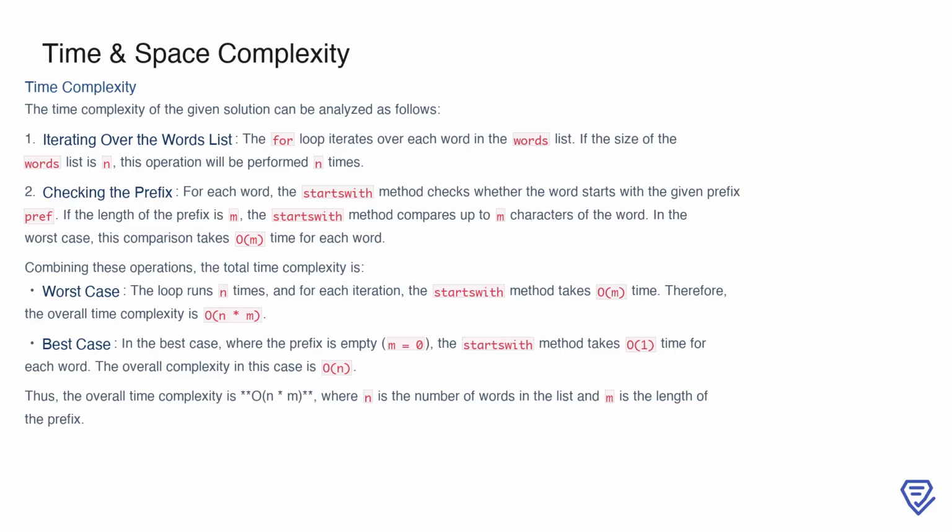Combining these 2 operations, the total time complexity becomes n*m, where n is the number of words and m is the length of the prefix. In the best case, when the prefix is empty, the startswith method only takes 1 time per word, resulting in an overall complexity of n. Therefore, the worst-case time complexity is n*m.